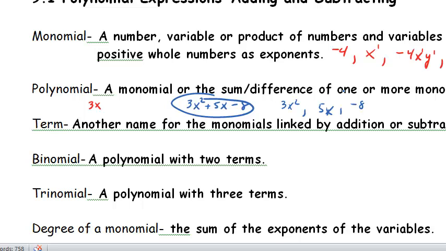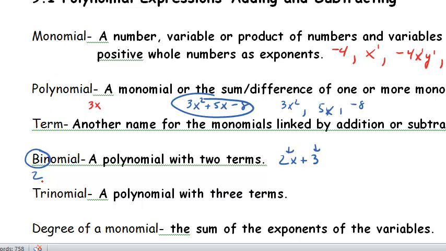Now, we name polynomials two different ways. First, we name them by the number of terms they have. One important name that we give is a binomial. In a binomial, if you think of the prefix bi, it means two. So a binomial is a polynomial with two terms. An example of this would be 2x plus 3. 2x is one term, 3 is another term, so it's a polynomial with two terms, which instead of saying a polynomial with two terms, we refer to as a binomial.